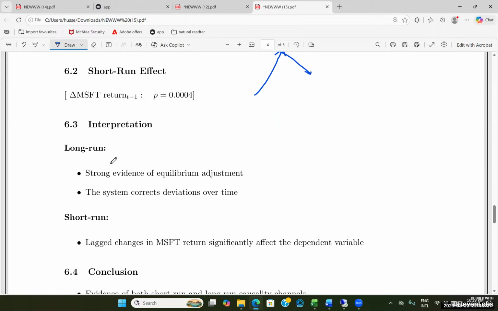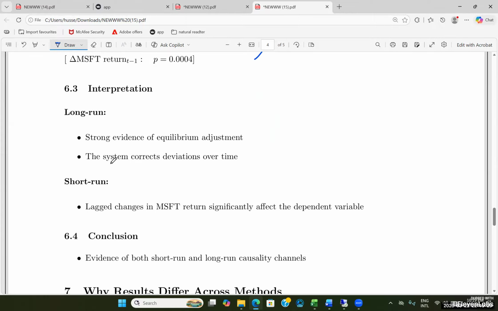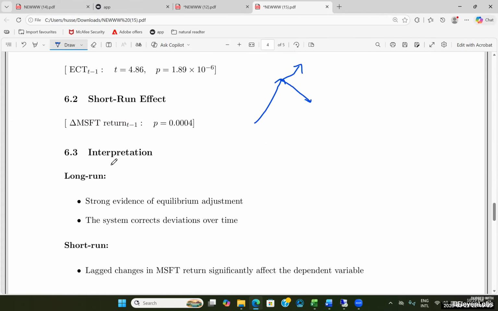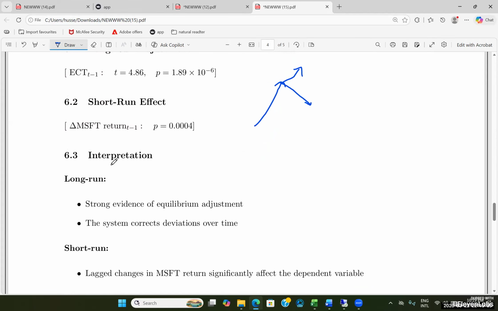However, despite our efforts, we were unable to discover any evidence suggesting that lag changes occurring within the overall market return possess the capability to effectively forecast future trends or movements. The variable that we're interested in, which is the Microsoft return.